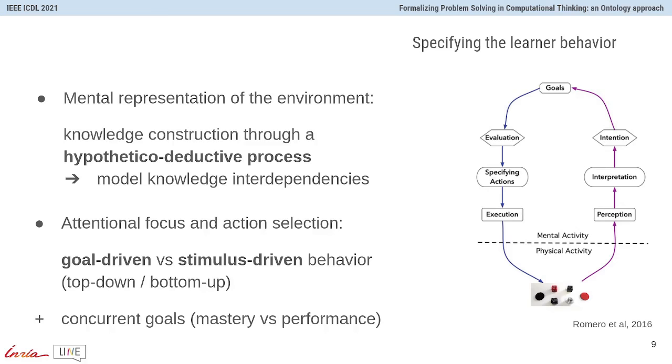Moreover, there might be a conflict between the will to complete the task as quickly as possible and the wish to understand as much as possible about the task environment. These concurrent goals are referred to as performance goal and mastery goal in learning sciences.